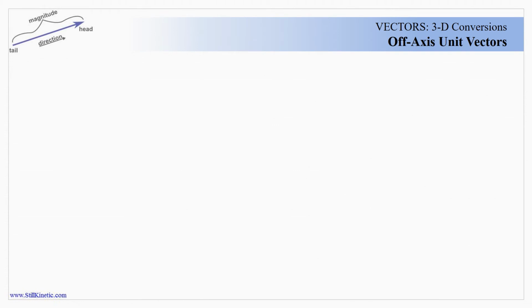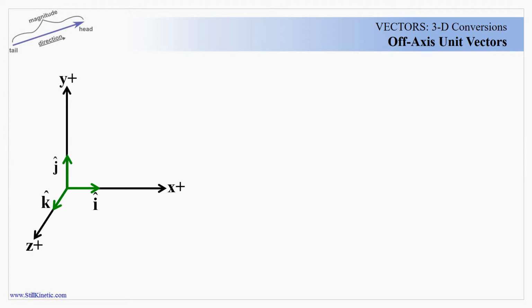Okay, so what we're going to look at next is off-axis unit vectors. We've already seen the special cases of i, j, and k, which are the unit vectors indicating the x, y, and z direction. Sometimes it turns out we'd like unit vectors pointing in other directions. So we might, for example, have a vector, let's call it v. We might like to know what the unit vector pointing in the same direction as v happens to be.